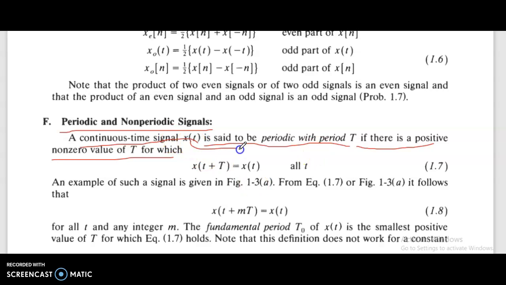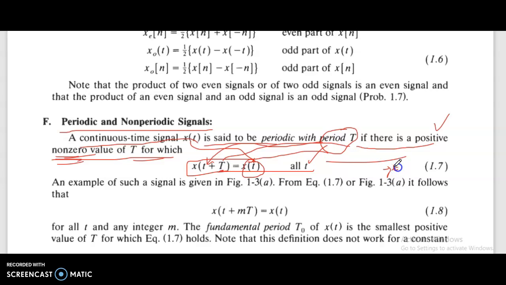Continuous time signal x of t is said to be periodic with the period T. If there is a positive non-zero value, here it means only positive values will come. It must be non-zero, such that x of t plus T equals x of t for all t.